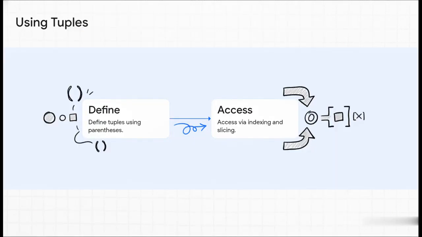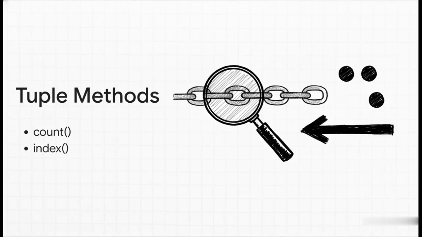Setting up this vault is incredibly straightforward. First, you just define tuples using parentheses. Simple enough, right? Then, because tuples are ordered, meaning Python actually remembers the exact sequence you put the data in, you can access your elements via standard indexing and slicing. So if you need the very first item, you just grab index 0, exactly like you would with the regular list.